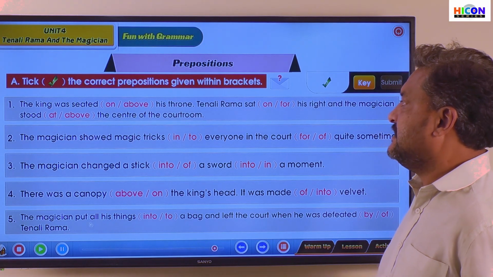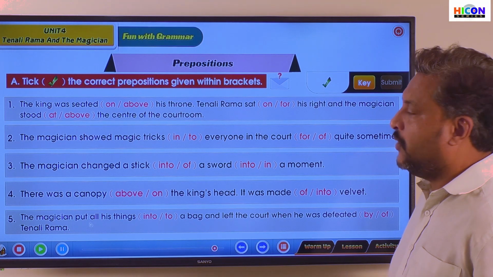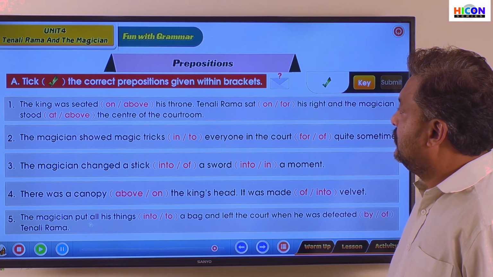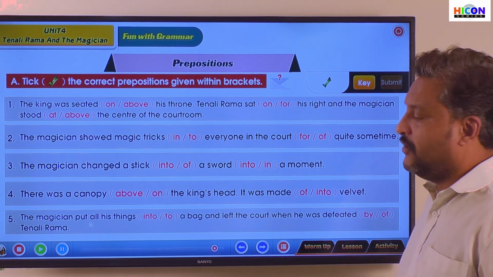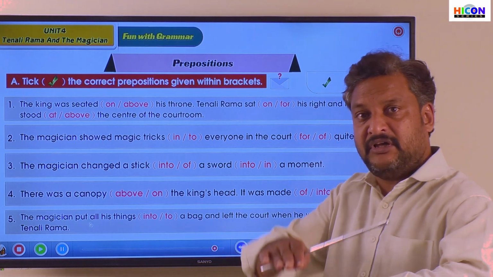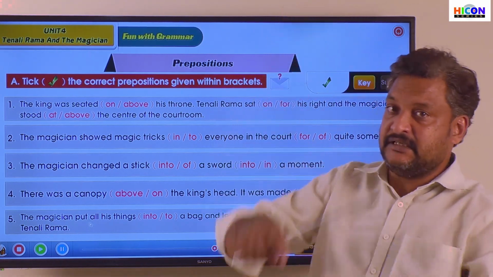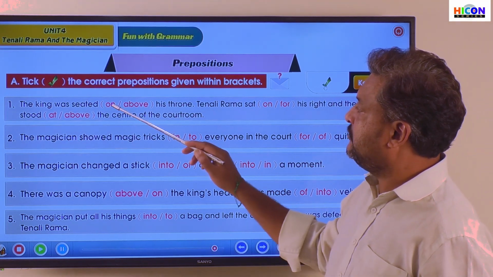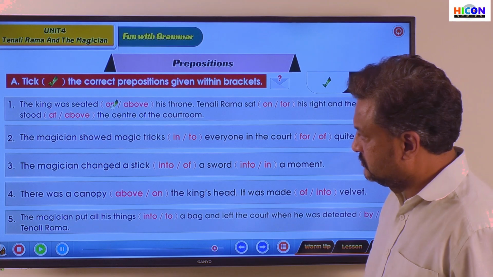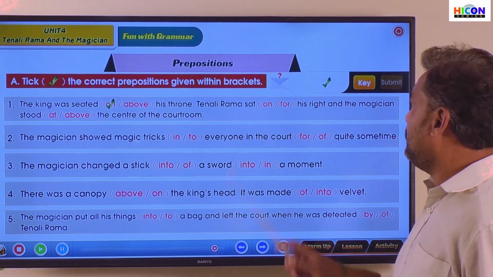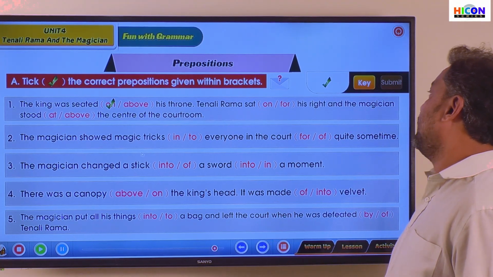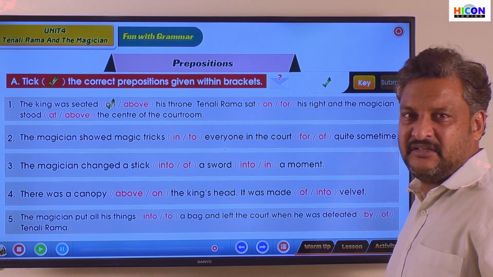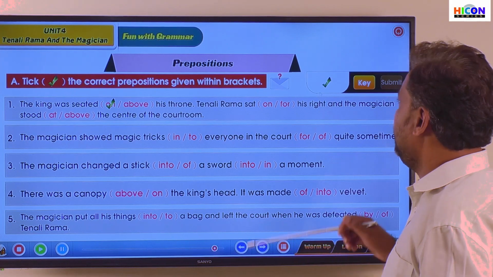The king was seated on his throne. So what is the correct preposition here? On means on top of. Above means there's a gap, a distance, isn't it? So we will drag the tick mark and keep it on. Tenali Rama sat on his right. On is something that is related to the position, isn't it? Again, on.